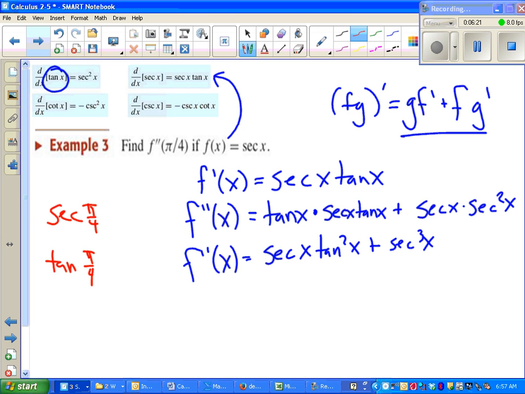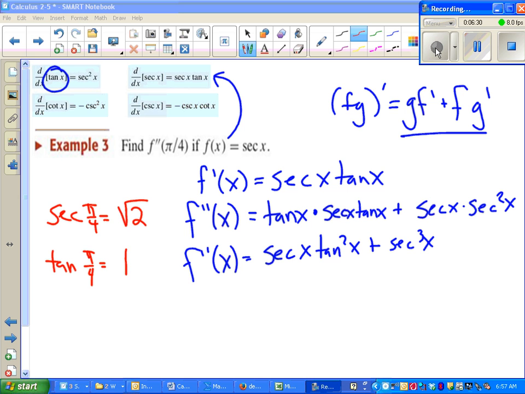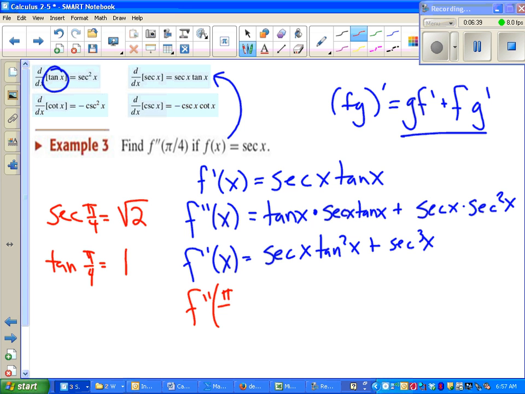Those are unit circle problems, so if you don't feel totally strong in your unit circle, pause the video, try to think about these. Don't just accept my answers. So we end up getting these values for secant and tangent. All that's left now is plugging these into the formula. F double prime of pi over 4 equals square root of 2 times 1 squared. That's nice. Plus square root of 2 cubed.